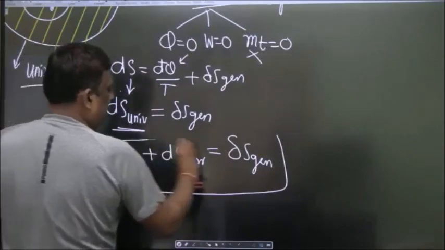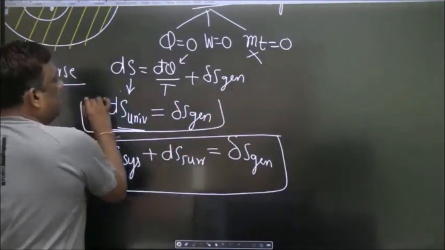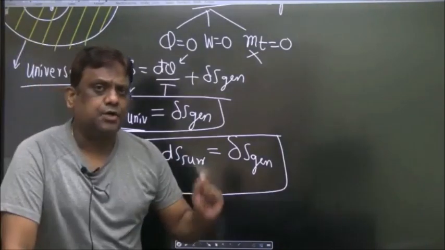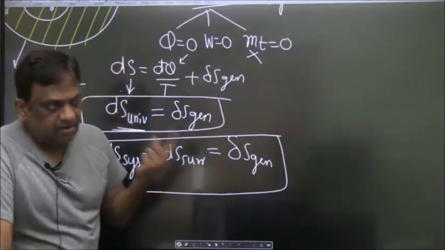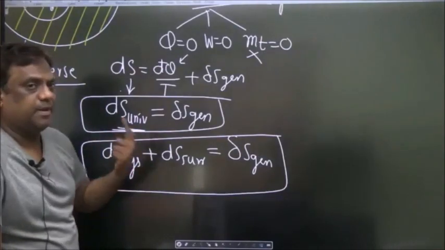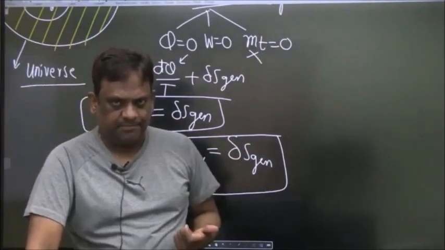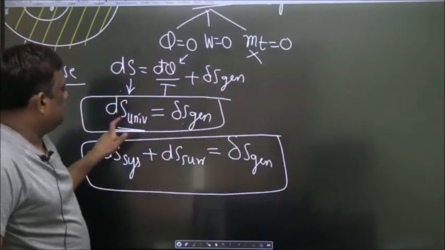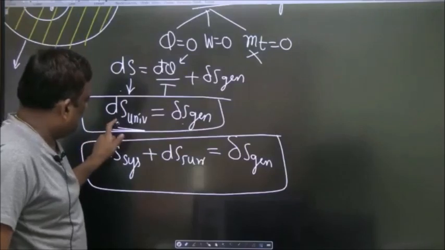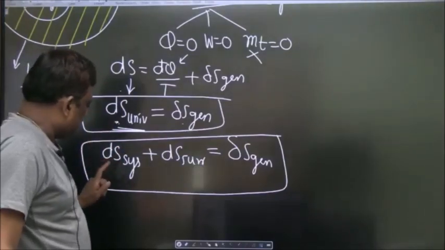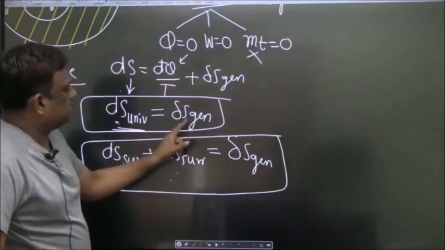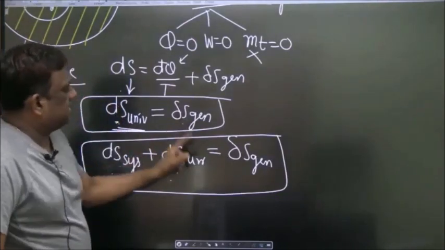And this is very, very important. Whenever you are asked to calculate entropy production or entropy generation, my dear students, it is just to calculate the universe entropy change. But how do I calculate the universe entropy change? Calculate the entropy change of the system, calculate the entropy change of the surroundings, add them, and that gives me the entropy change of the universe, which is nothing but entropy generation. This is very, very important, my dear students.